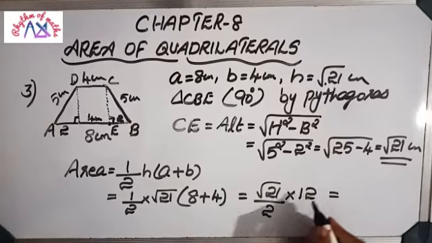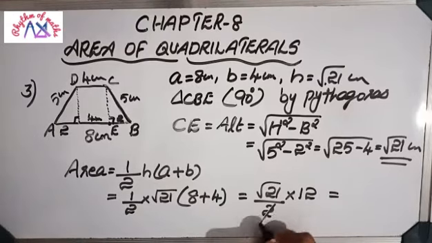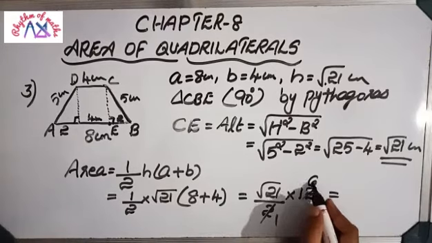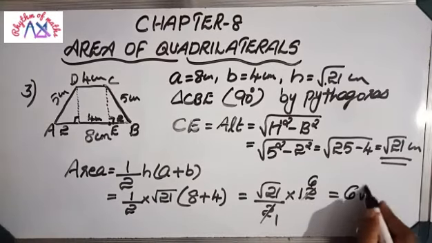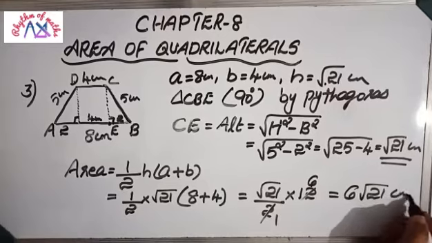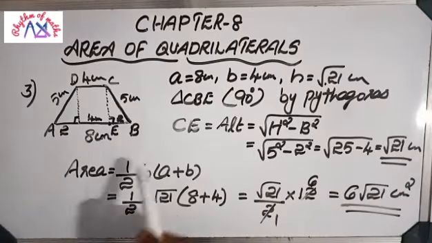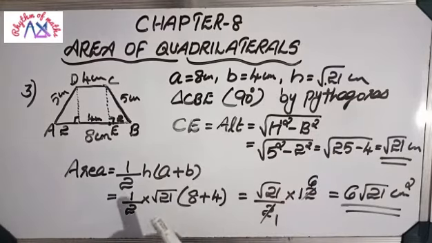Now in the next step, 12 and 2 we can cancel. In 2 only 1 two, in 12 6 twos are there. So 6 into root 21 means 6 root 21 centimeter square. This will be the area of this particular trapezium. Okay, sometimes all the measurements will be given directly. Sometimes we have to find the height or any of the measurements by considering Pythagoras theorem or by any other method. Okay, so this is the third one's answer.